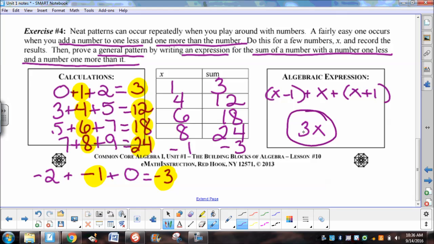So just some cool patterns in numbers. Make sure that you finish up the questions that we didn't do, and we will see you in class.